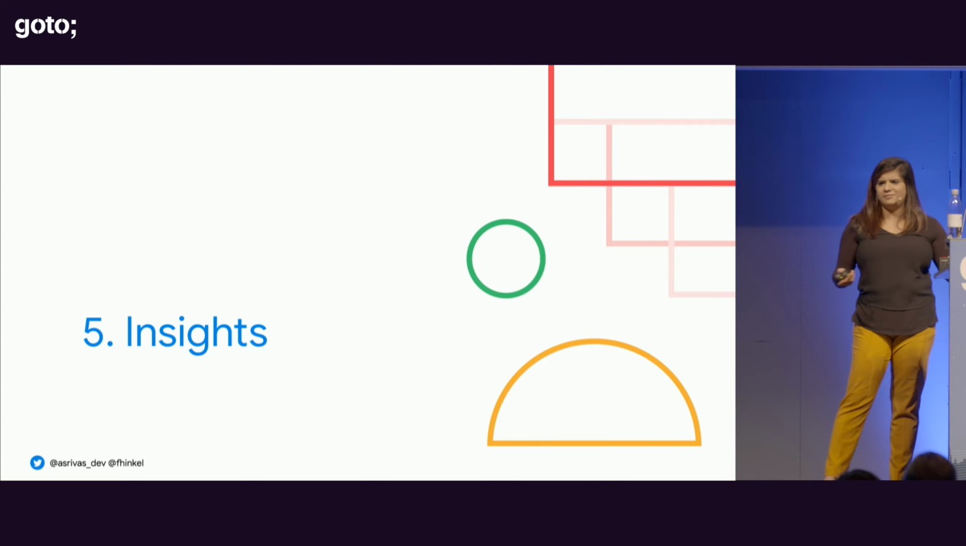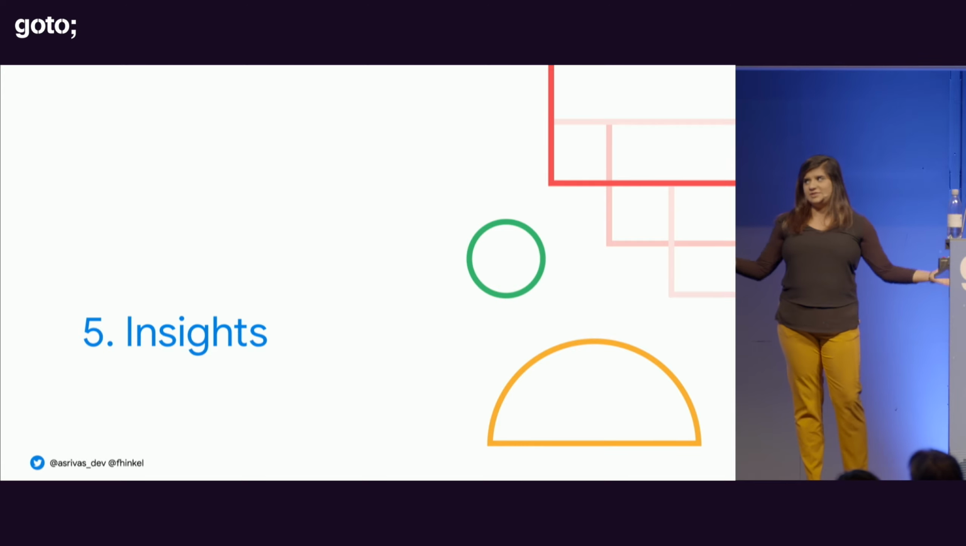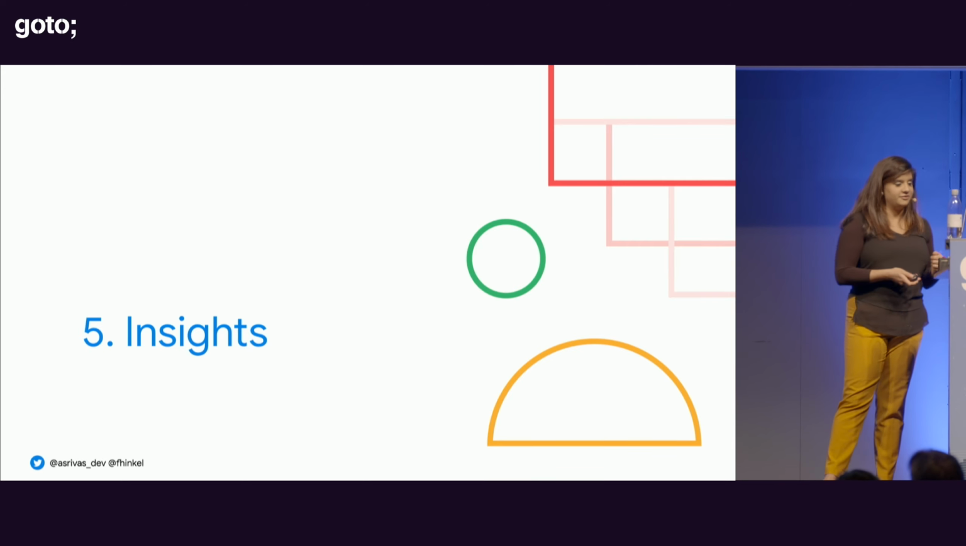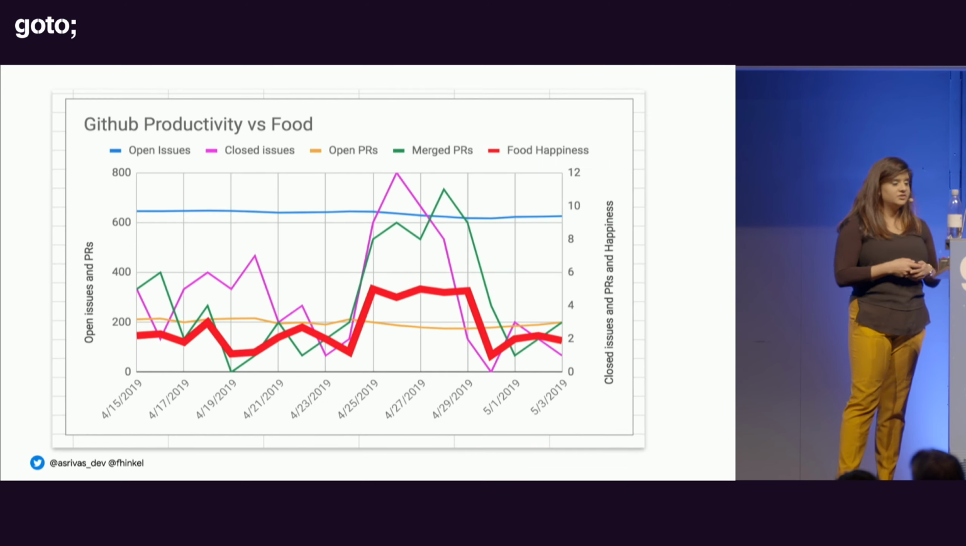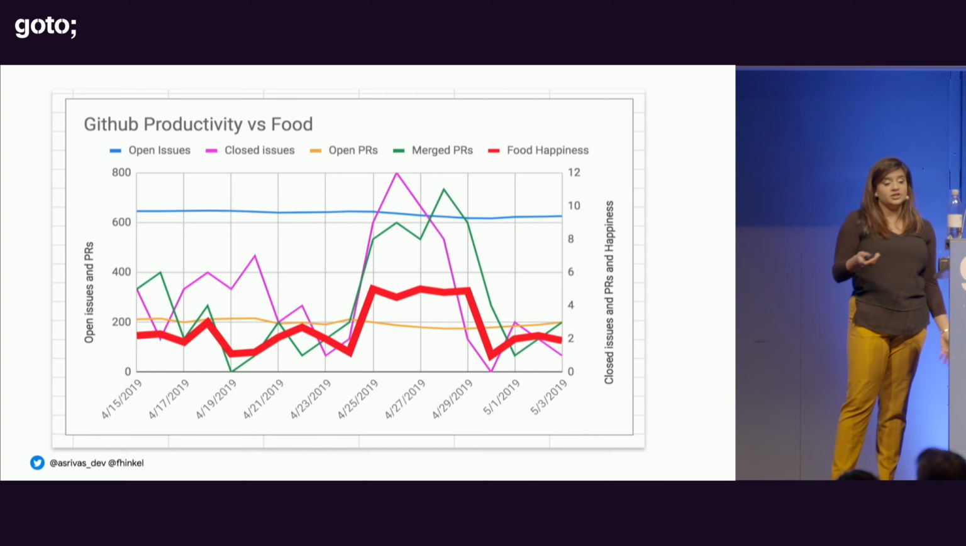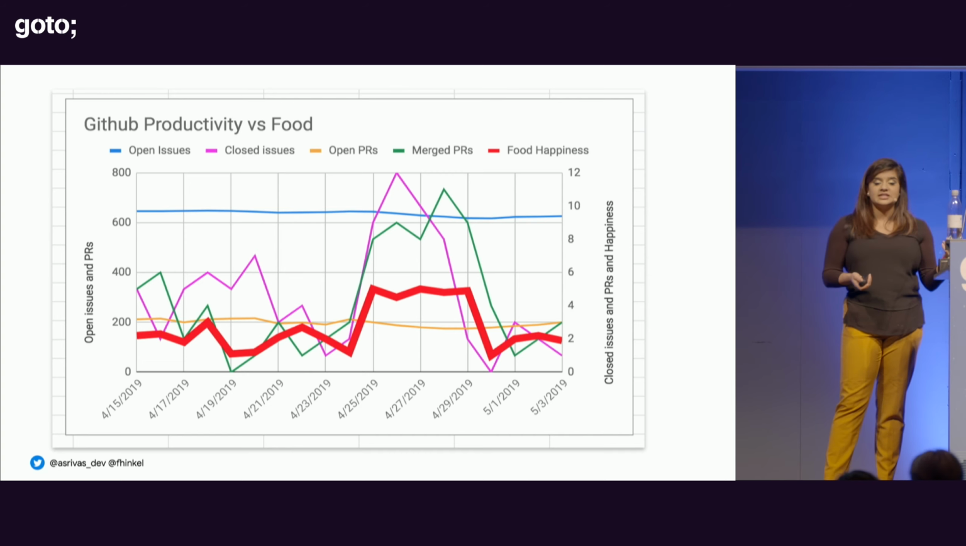So what was the whole point in building this application? We wanted to get some insights. So let's see what we found out during our short experiment in the office. We made a lot of different charts. We played around with all the different options in Sheets. And we wanted to show food satisfaction against GitHub metrics from our sample data. So we can actually see a little bit of a correlation. The left-hand side is the scale of the number of issues, and the right-hand side shows the happiness. And if we remember, our survey went from 1 to 5.